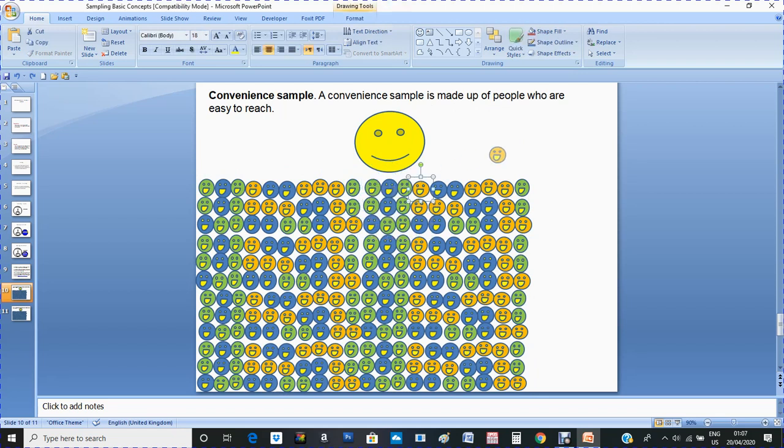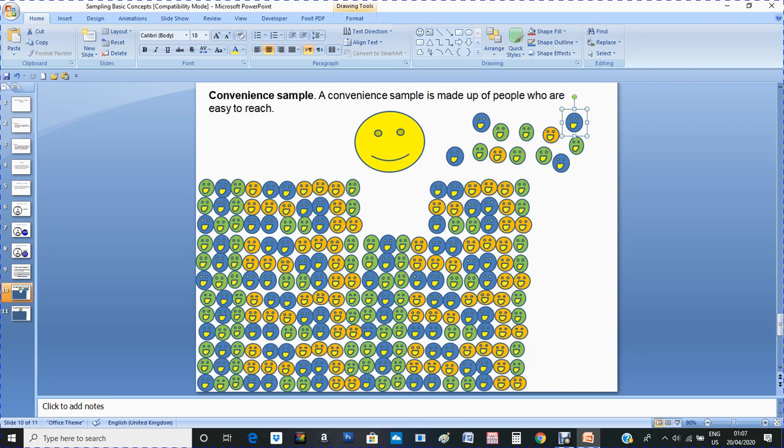Let me count them one by one. This is number one, number two, number three, number four, five, six, seven, eight, nine, ten, eleven, twelve. Those are the sample. Why? Convenience. They are very close to him, so he selected them.